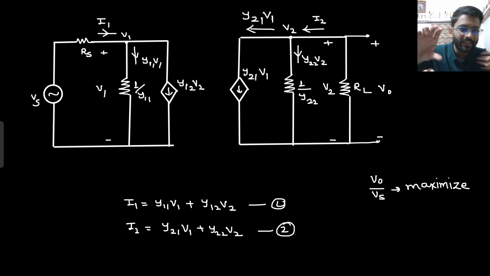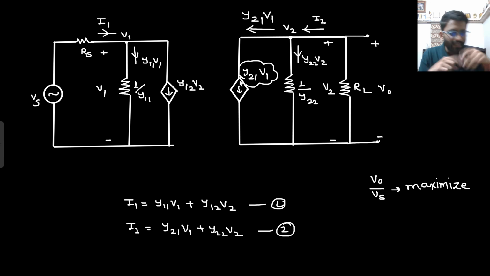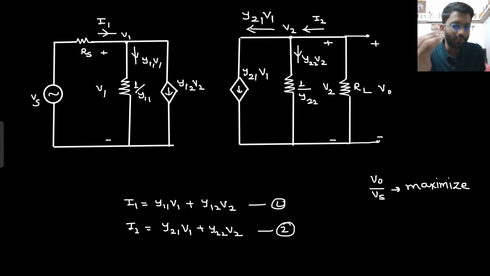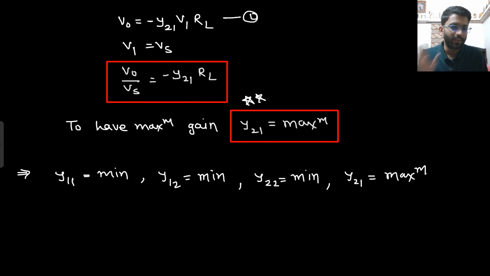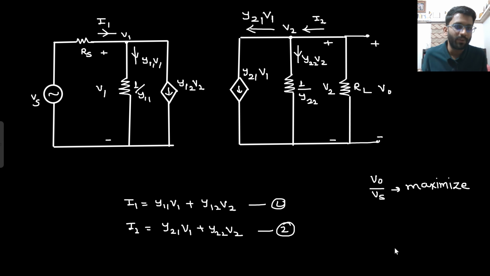Now this V1 is being amplified by the factor of y21. If it is being amplified, the amplification should be large. If amplification is large, that means I will have more output. So for that, y21 should be large enough. So y21 should be maximum. And what about y22?